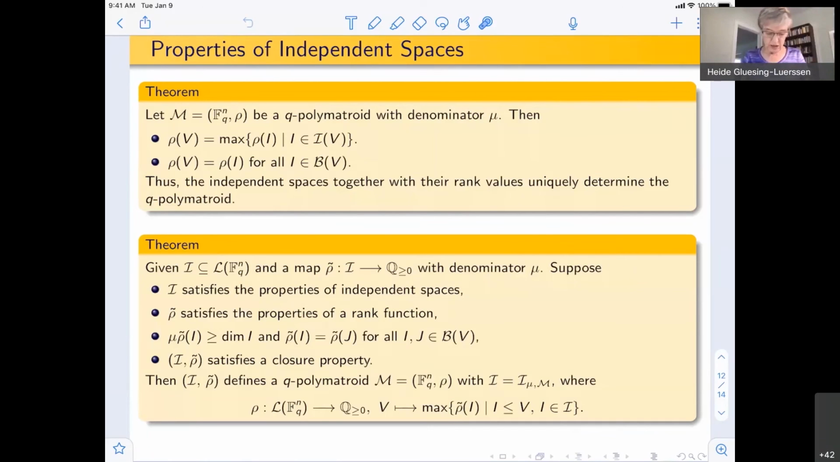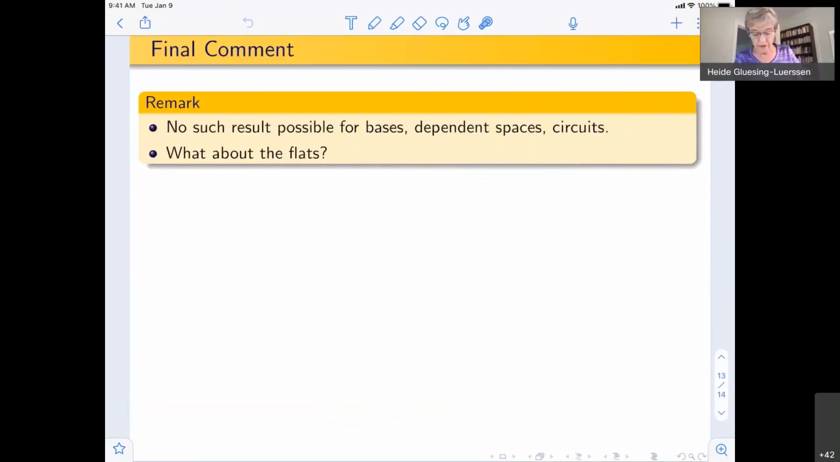Final comment here. It is not possible to define q-polymatroids based on bases, dependent spaces, or circuits. Definitely not. For each of these situations, we have results: two q-polymatroids, not equivalent, with the same set of bases with their rank values, or dependent spaces or circuits. That doesn't work. The only hope is that flats may give rise to an equivalent definition, but we don't know what the axiom for flats should be here. It's definitely not the one that works for q-matroids.